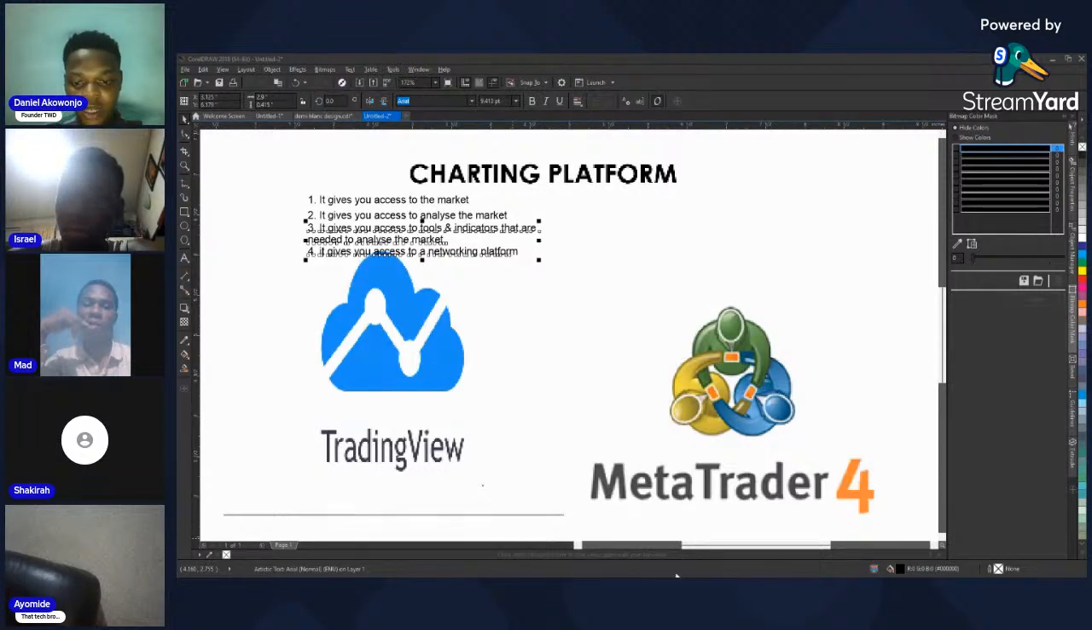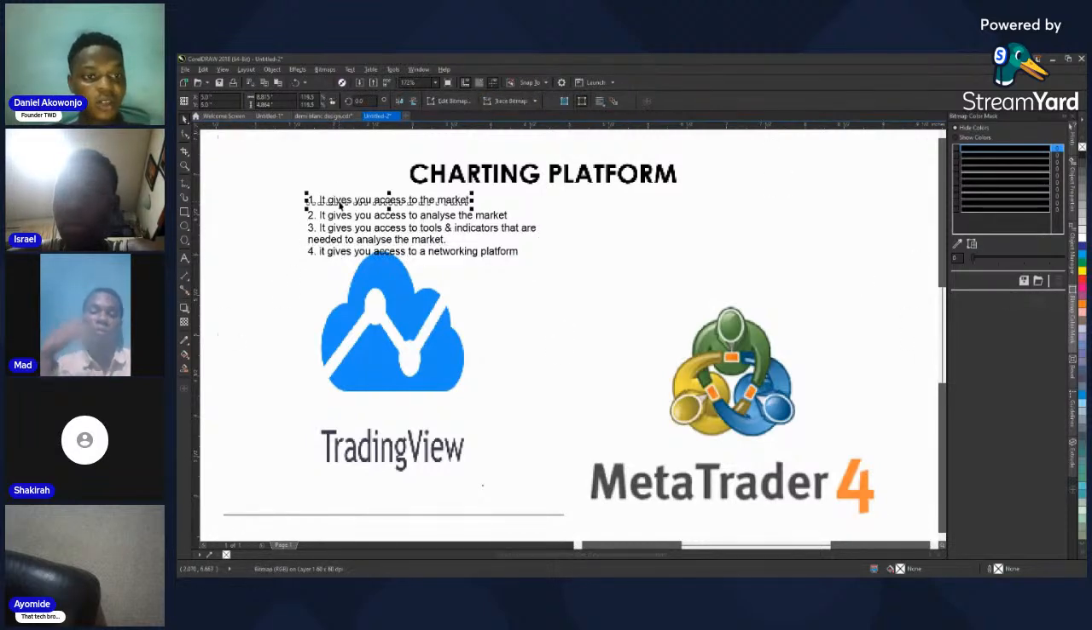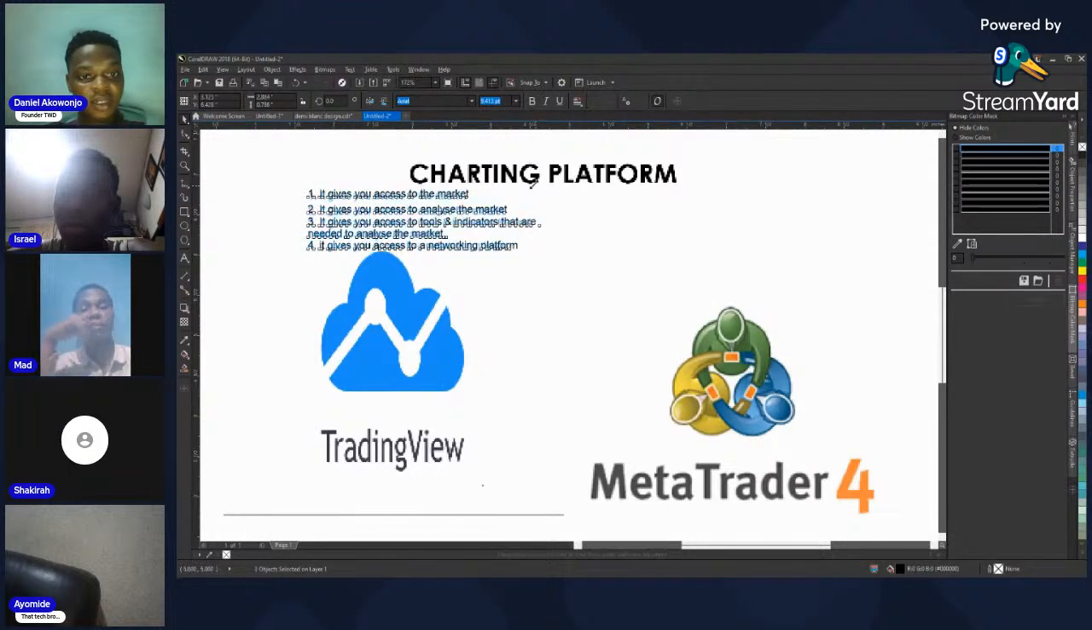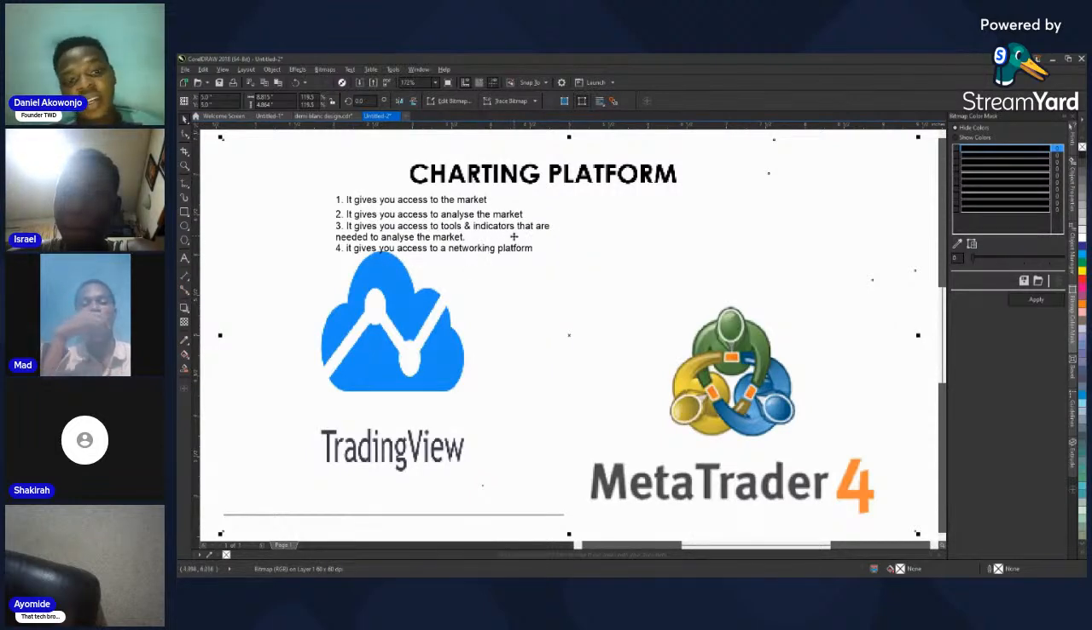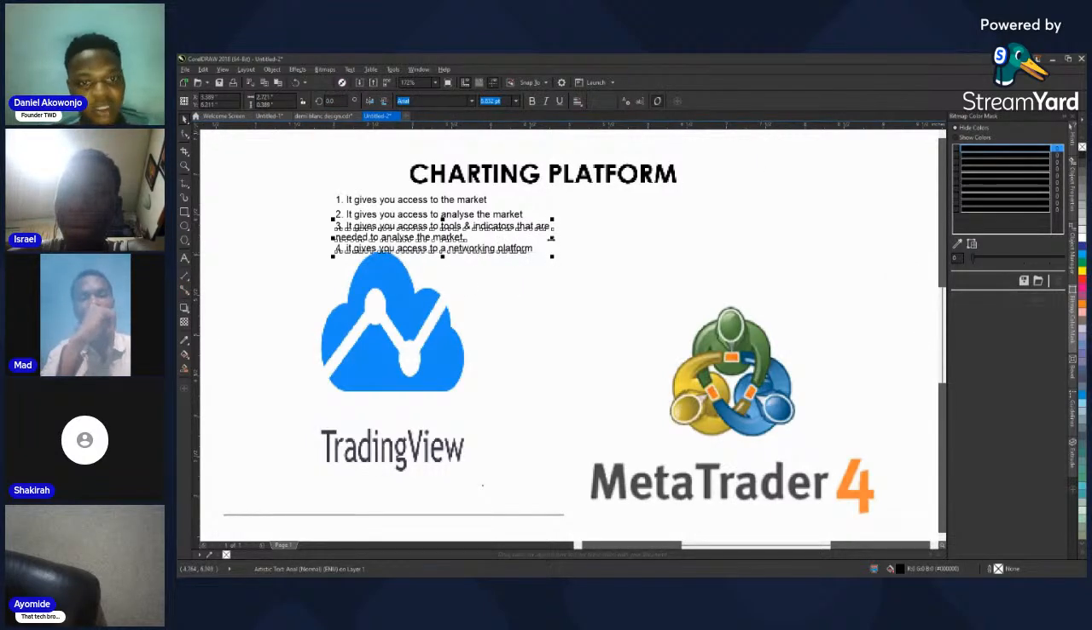Okay, so moving forward, I'm talking about what TradingView does. The first thing I said is it gives you access to the market, it gives you access to analyze the market, it gives you access to tools and indicators that are needed to analyze the market, as well as a networking platform where you can meet other traders with like minds, and some even go as far as sharing signals in this networking platform.